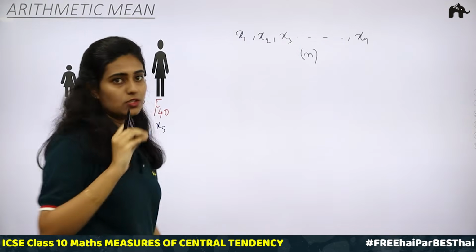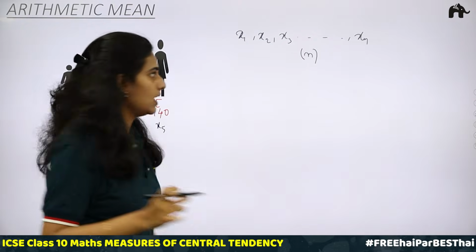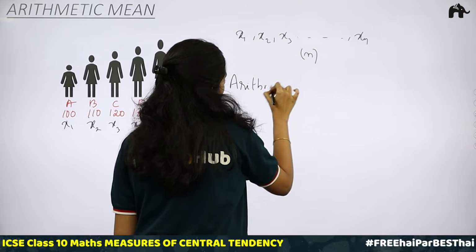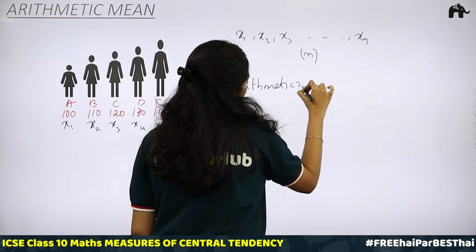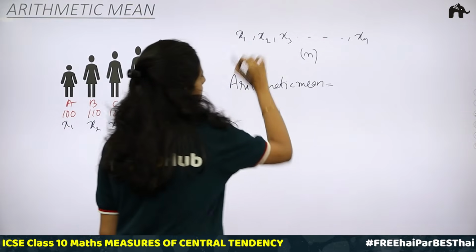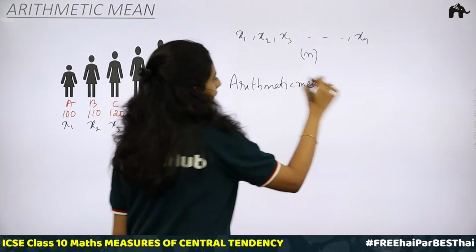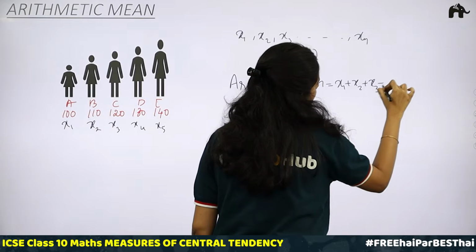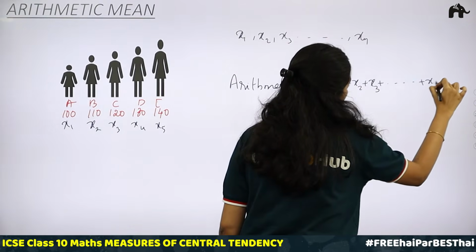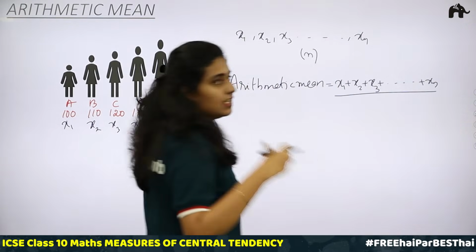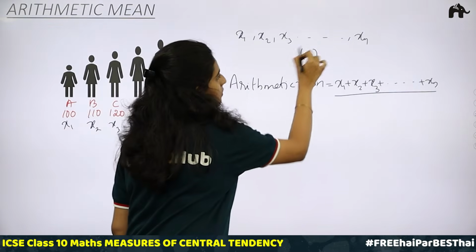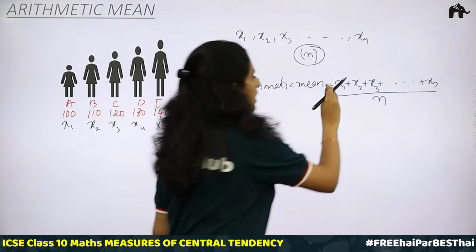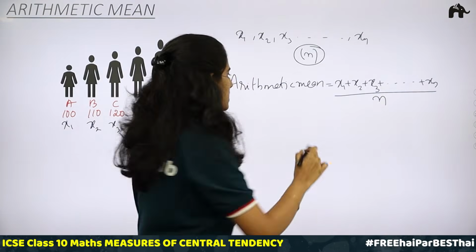In this case, in order to find the arithmetic mean, the formula is: arithmetic mean, or simply we can call it mean, is equal to the sum of numbers. Here, x1 plus x2 plus x3 plus etc. plus up to xn whole divided by number of numbers. Remember, number of values is n, divided by n. Okay, so we are taking the sum of this.